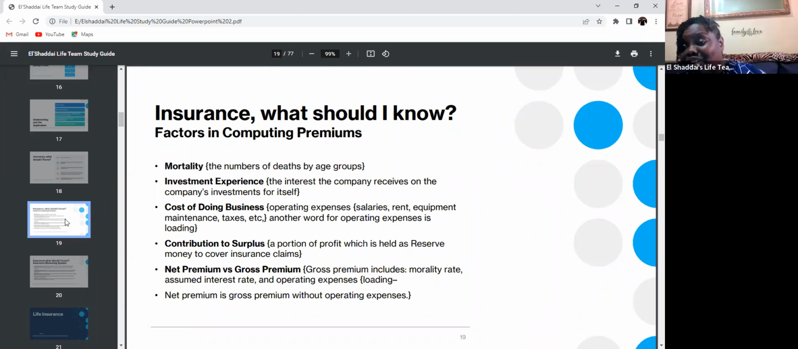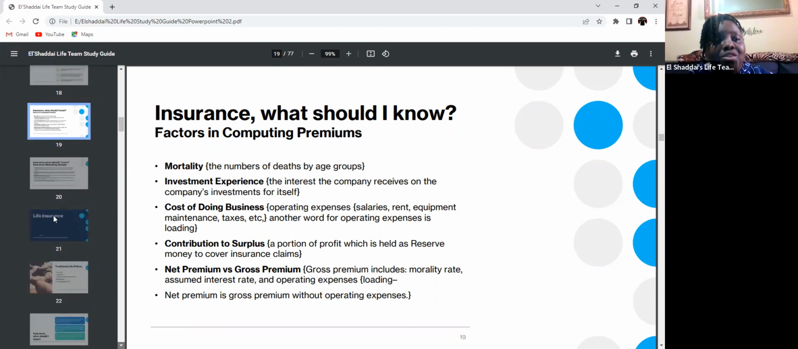Net premium versus gross premium. Gross premium includes mortality rate, assumed interest rate, and operating expenses, right? Net premium is gross premium without operating expenses. So from your gross, something is taken away, leaving you with the net on your paycheck, right? So the gross premium has operating expenses. The net premium does not. That was so simple. You're going to remember that.